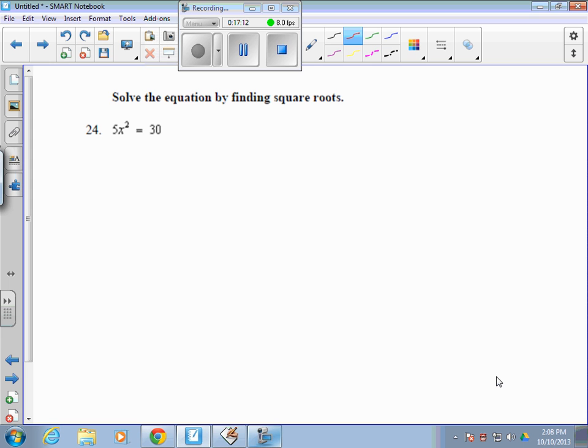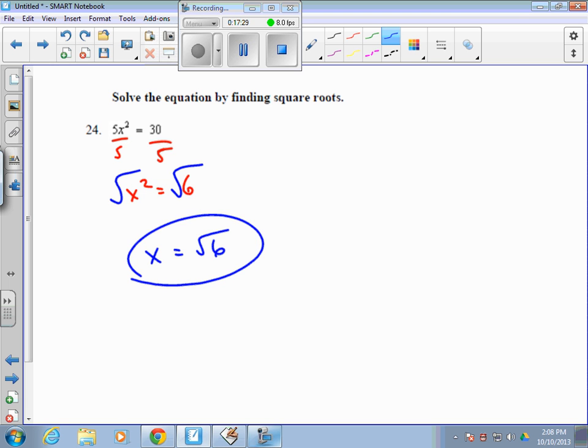Then solve the equation by finding square roots. Just work your order of operations backwards. Divide by 5 on both sides. x squared equals 30 divided by 5, which is 6. Get rid of squaring something by taking the square root. x equals the square root of 6, plus or minus the square root of 6.